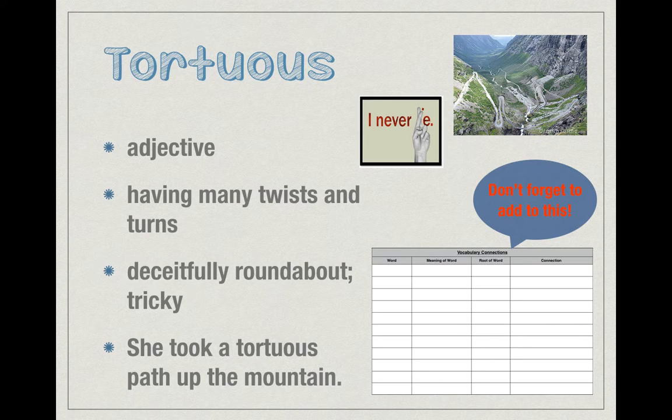However, you could also use this word to describe a person. So, for example, Tom Sawyer's tortuous plan to free Jim becomes a hardship to everyone except Tom. So, in that sentence, it's explaining that Tom was kind of deceitful in his plan. Again, don't forget to add this word to your connection chart.